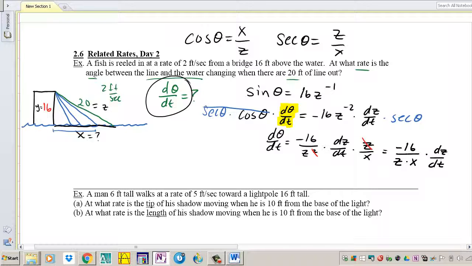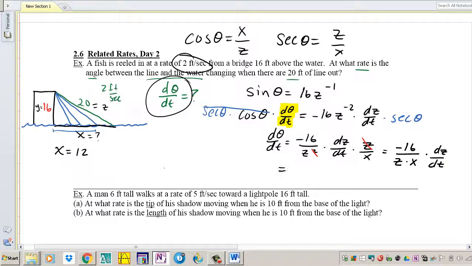Okay, now I have everything that I need to know to solve for d theta dt. I have my negative 16. I know what z is. I know what dz dt is. dz dt represents the change of the line being reeled in, and that is 2. It's already given to us. I do need to solve for my x, however, so I do that using Pythagoras' theorem, and I see that my x is 12. Go ahead and use Pythagoras' theorem just to verify what's happening there.